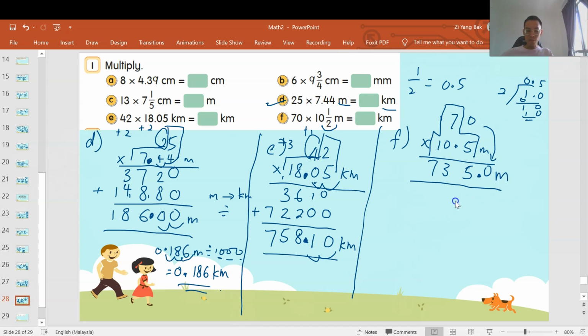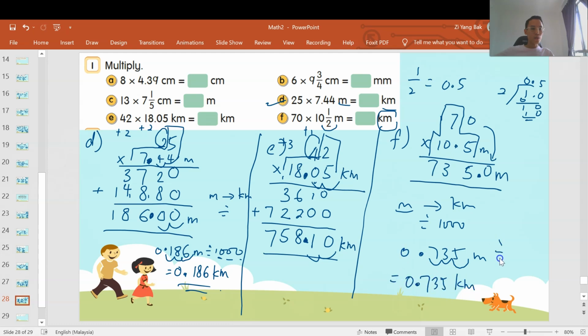Let me just confirm. 735 meters. Answer looking for km. So meter to km, meter is a smaller unit, so you have to divide 1000. So 735 meter, divide 1000, 1, 2, and 3, dot, add a 0, 0.735 kilometers.